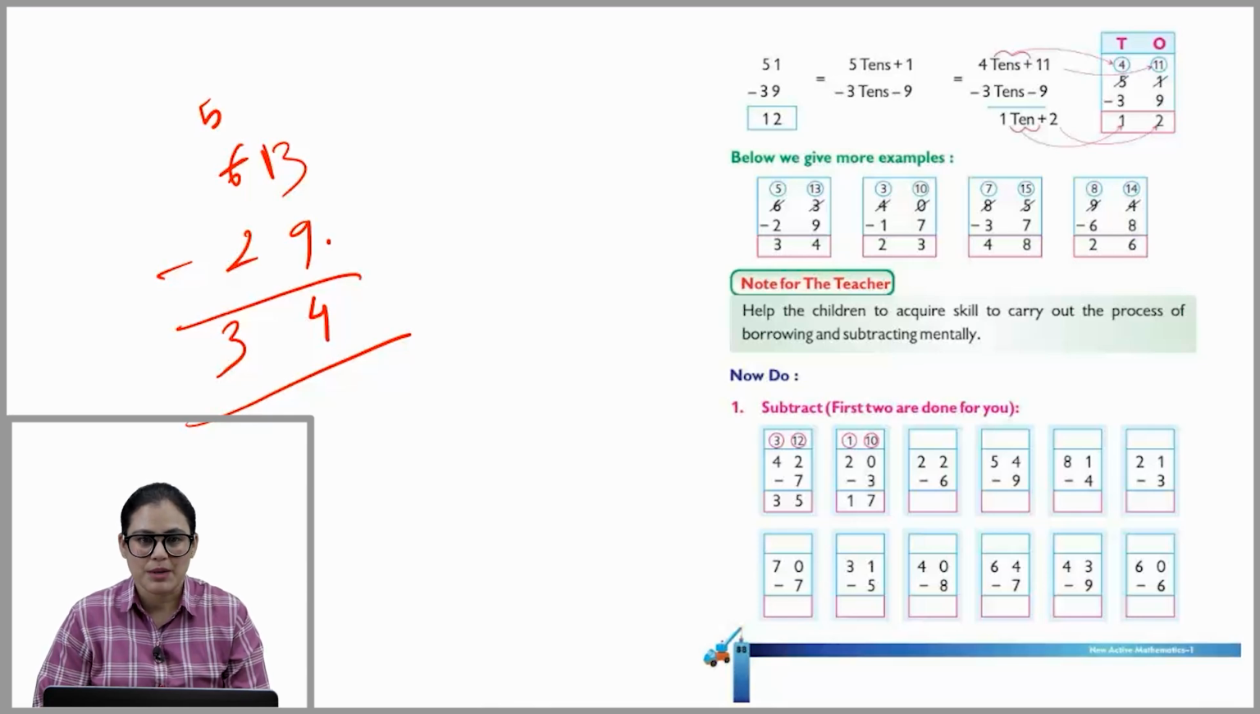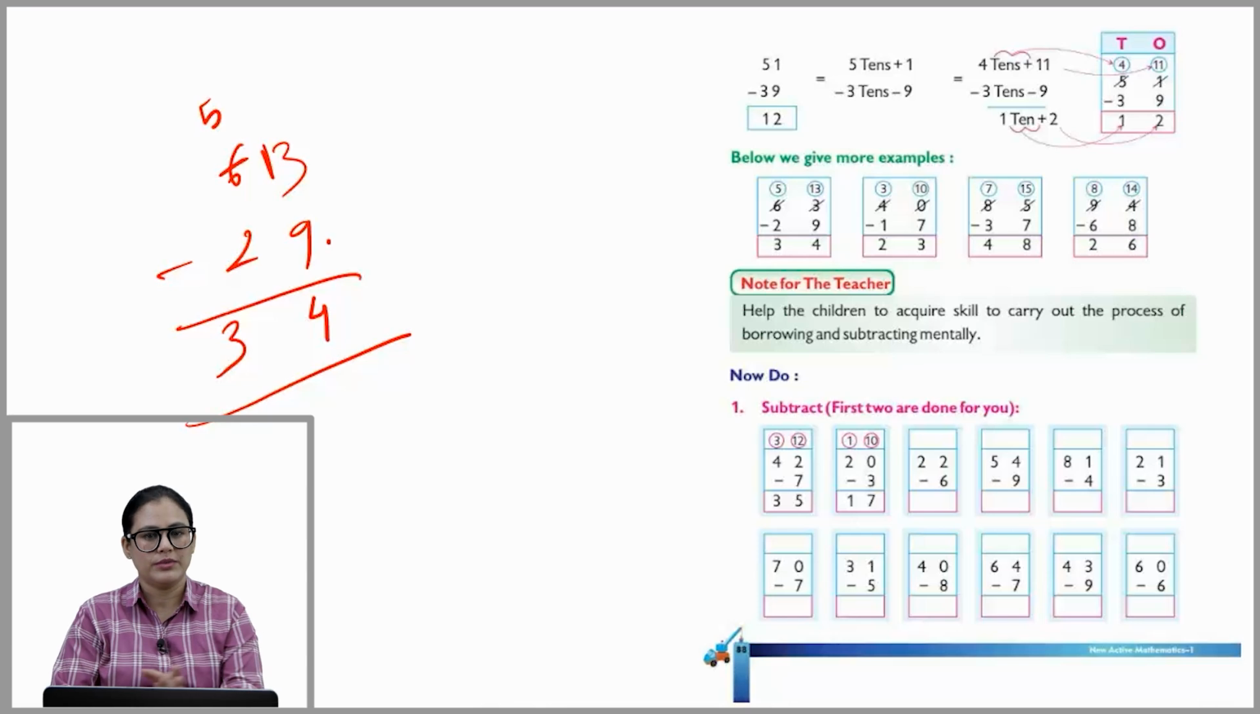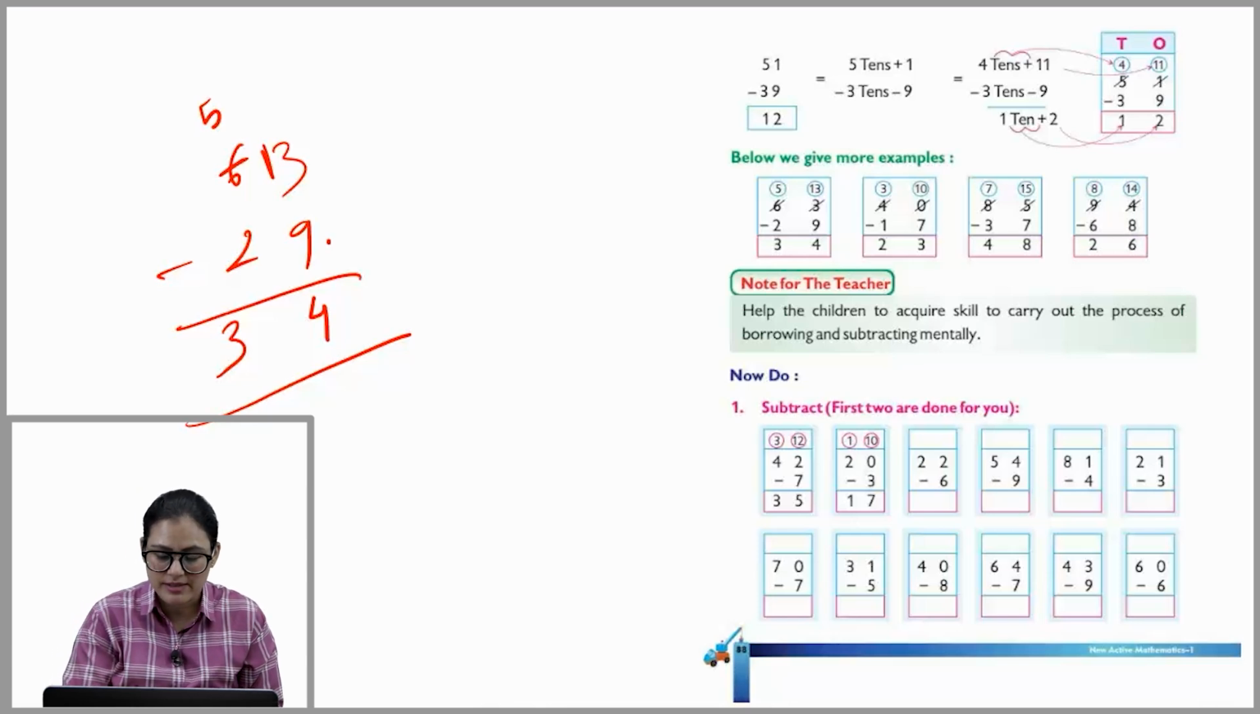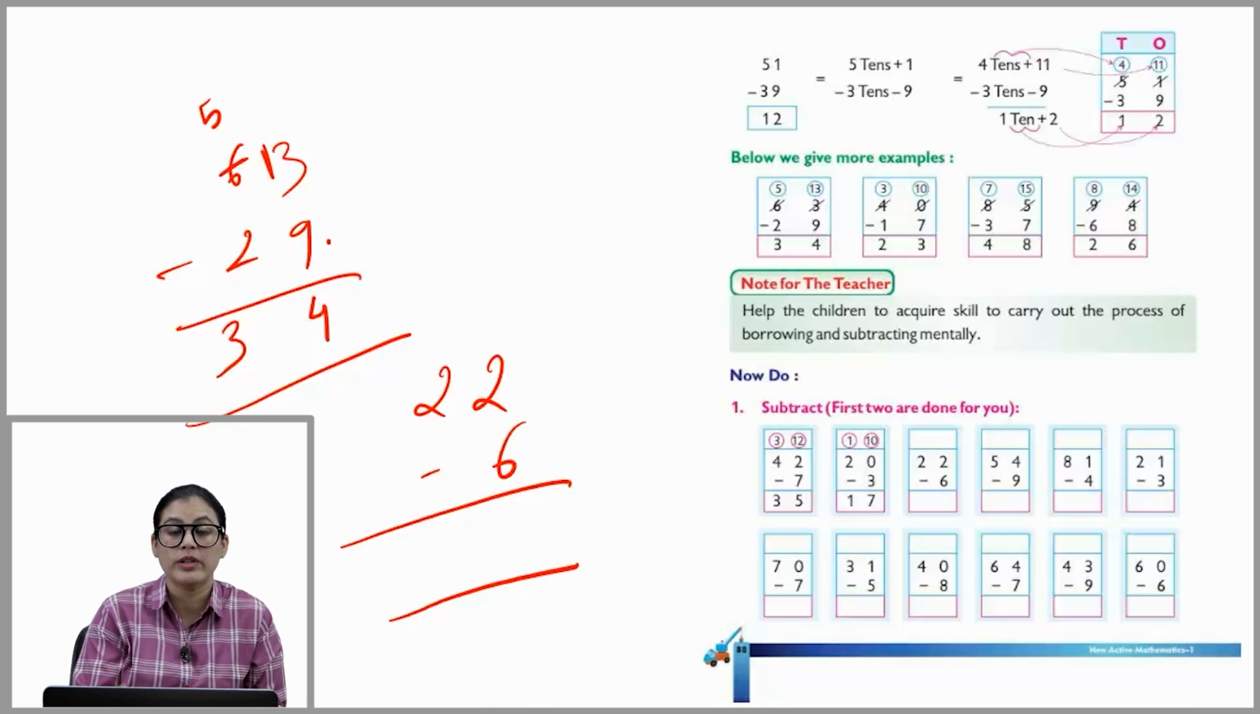Now let's do the subtraction. First two are done for you. These two are done for you. We'll do the remaining. 22 minus 6. Okay. We cannot subtract 6 from 2. So we will borrow 1 carry from the next number, which is 2 tens. So it will become 12 and it will become 1 ten. 12 minus 6 is 6 and 1.